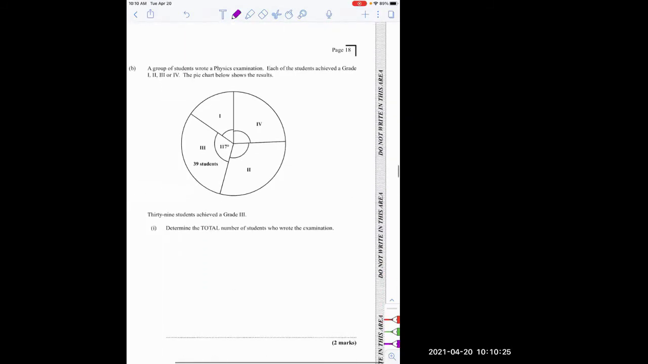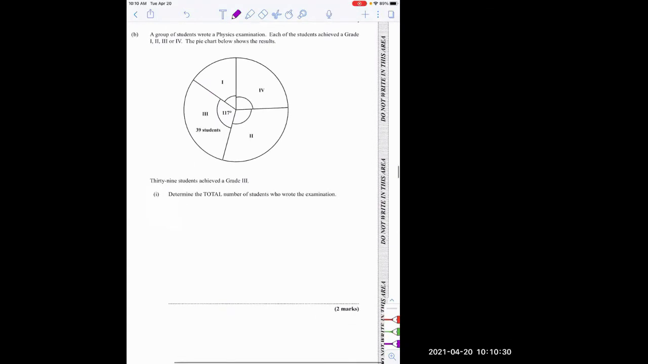A group of students wrote a physics examination. Each of the students achieved a grade 1, 2, 3, or 4. The pie chart shows the results. Determine the number of students who wrote the examination. So 117 degrees represent 39 students.